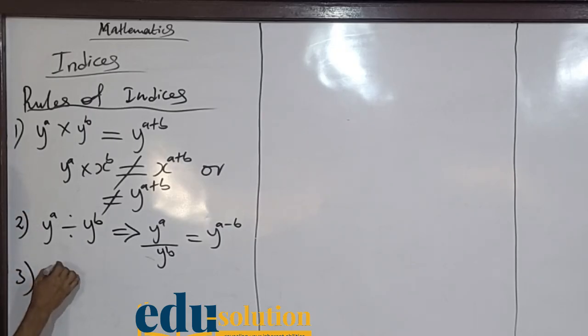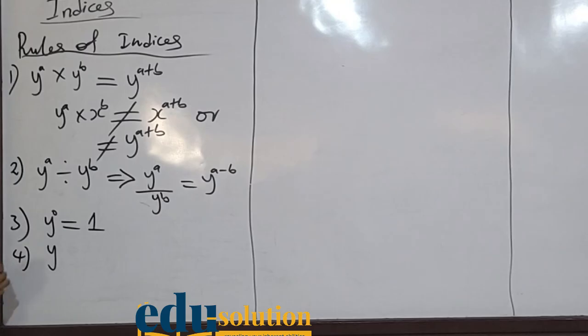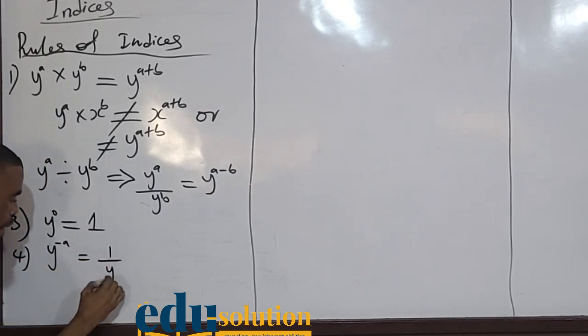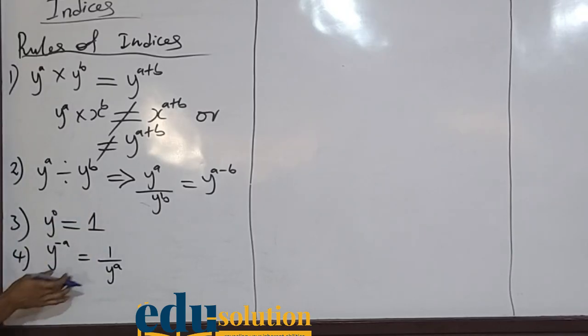That's number two. Number three, let me call this the zero power law. We have y raised to the power of 0. Anything raised to the power of 0 is what? 1. I hope you are following. So that is that. Number four, like I said, I'm using y throughout, we have y raised to the power of minus a. In indices, minus here means 1 over, so that means we are having 1 over y raised to the power of a.